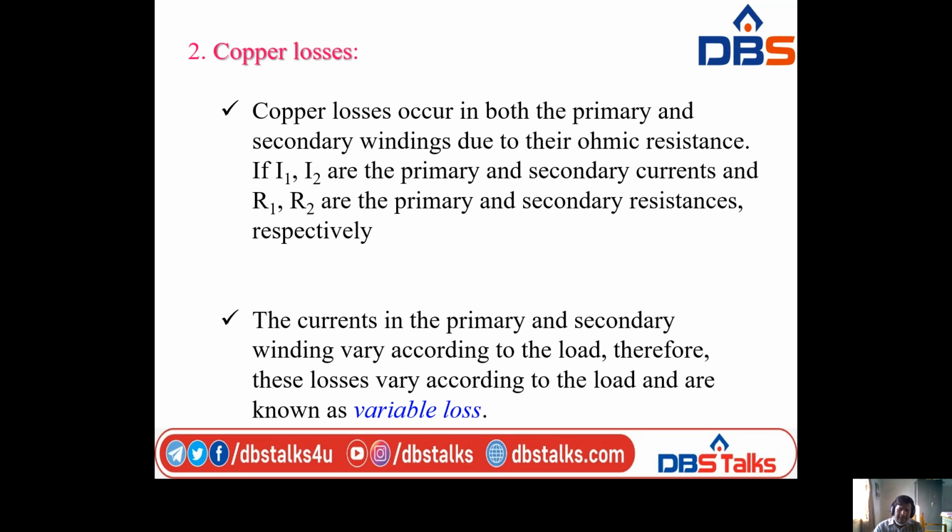Let's go for the other main losses, that is, the copper losses. Generally, copper losses are 30 to 40% of the total losses. Copper losses occur mainly in the windings, the primary winding as well as the secondary winding, due to their ohmic resistance. Whenever the current flowing through a particular winding is high, whether primary or secondary, that is, when I1 and I2 are high, the copper losses in the primary and secondary windings will be high.